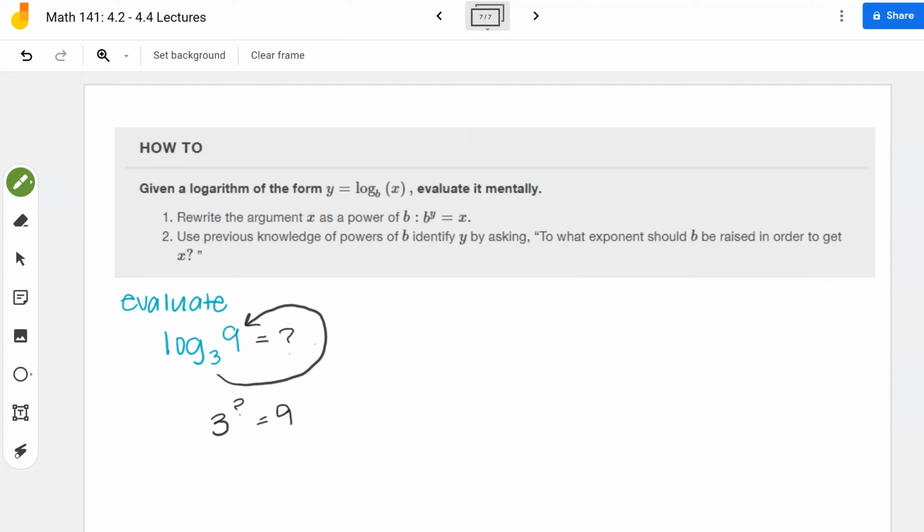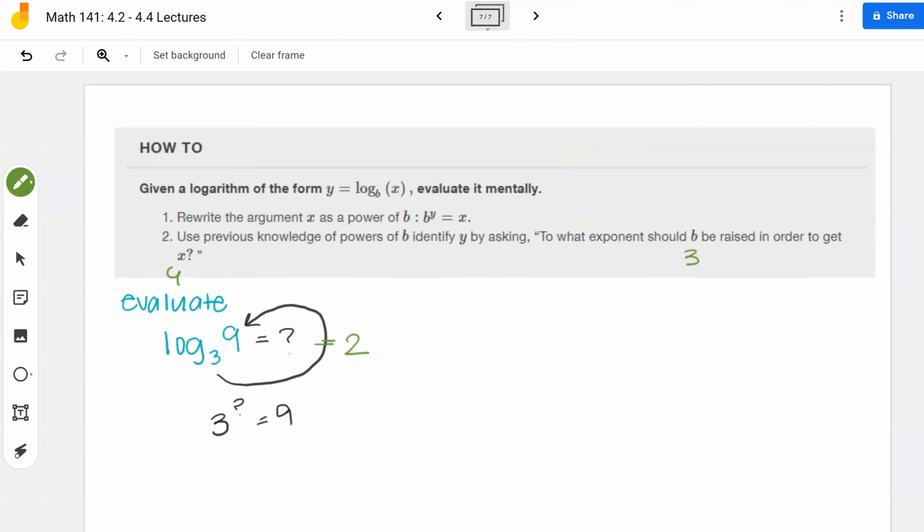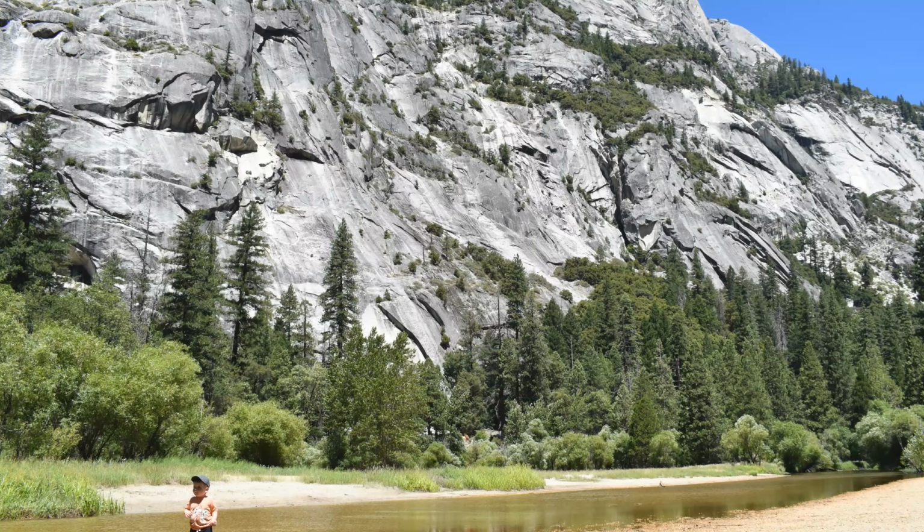We can also do what they say here as number 2. We can use previous knowledge to ask what exponent 3 should be raised to in order to get 9. And we'd get back to 2. This is the same thing I did here with 16 to what power is y. Same idea. Obviously, we can do more challenging problems as well.